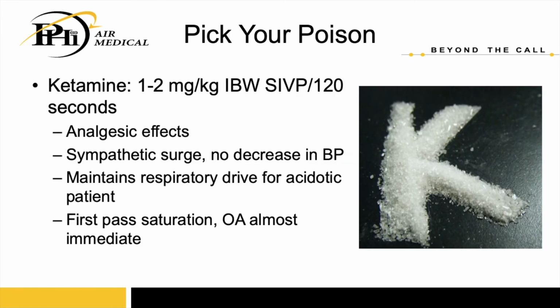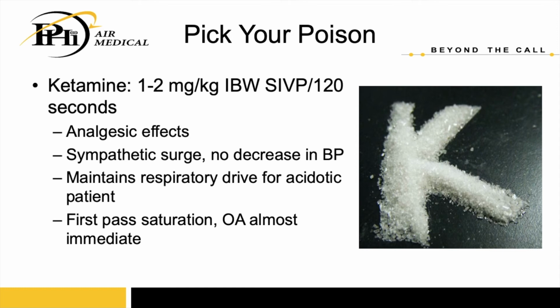However, the one that we typically use here at PHI is going to be ketamine, and it's going to be 1 to 2 milligrams per kilogram of their ideal body weight. Remember that this is not dosed based off of their actual body weight. This is dosed based off of their ideal body weight. So 1 to 2 milligrams per kilogram of their ideal body weight, and it's a slow IV push over 120 seconds. So slow IV push over 2 minutes.